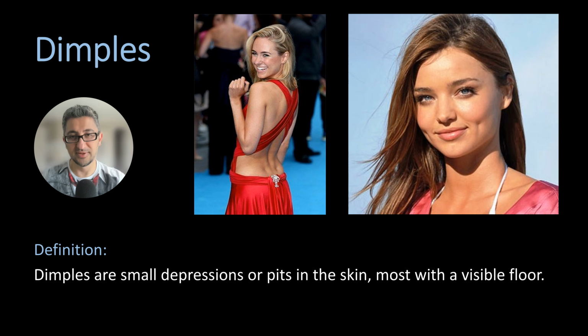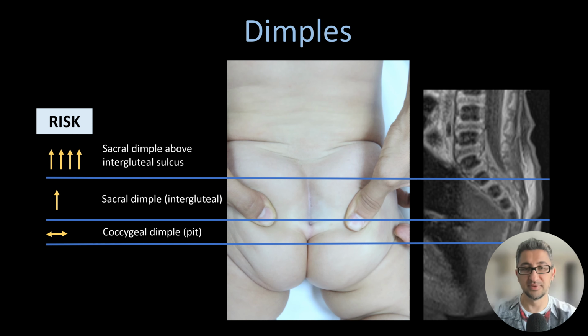Dimples are important because they may be signs of spinal dysraphism. They are small depressions or pits in the skin, most with a visible floor. And it looks like when they are not in the midline in the lumbosacral region or when they are on the cheek, they have favorable prognosis. The level of the dimples is very important for the risk assessment.